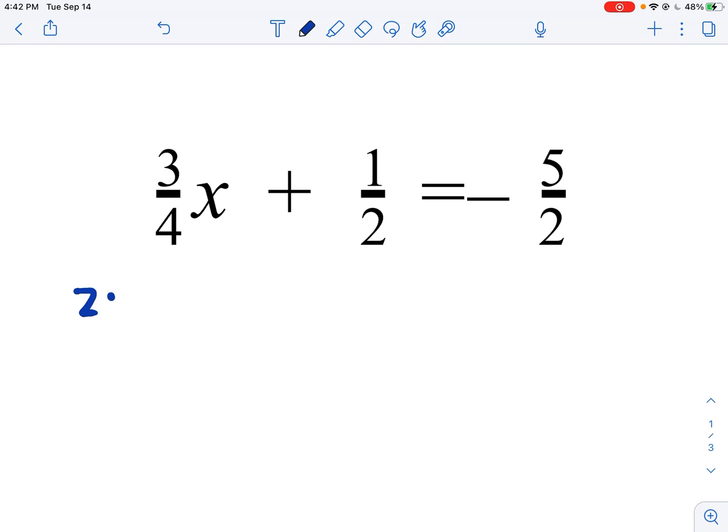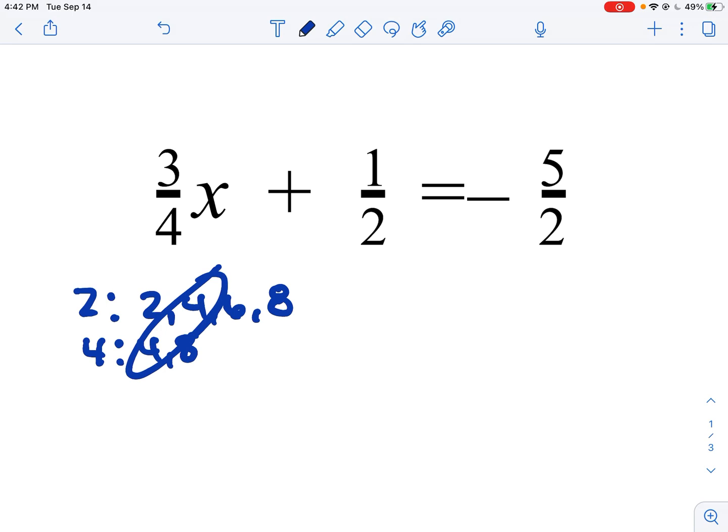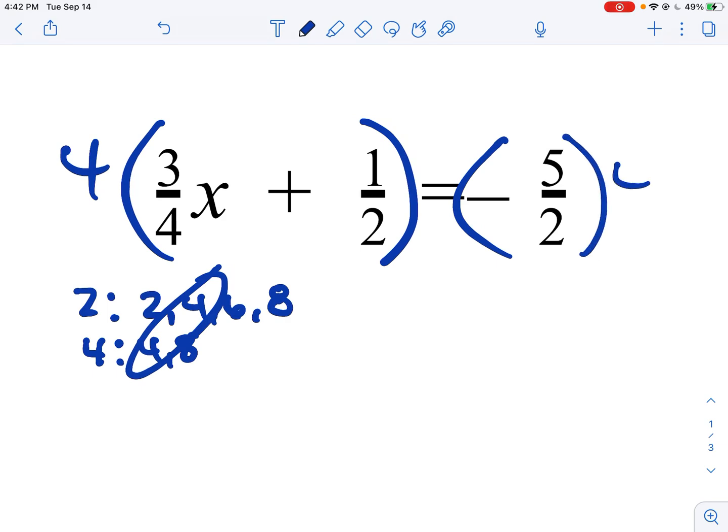So I have 2 and I have 4. 2, 4, 6, 8, 4, 8. Oh, look at that, 4s. So 4 is the common denominator. So I'm going to multiply the left-hand side by 4. I'm going to multiply the right-hand side by 4.